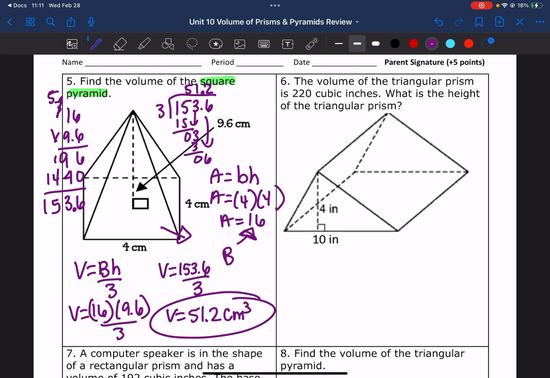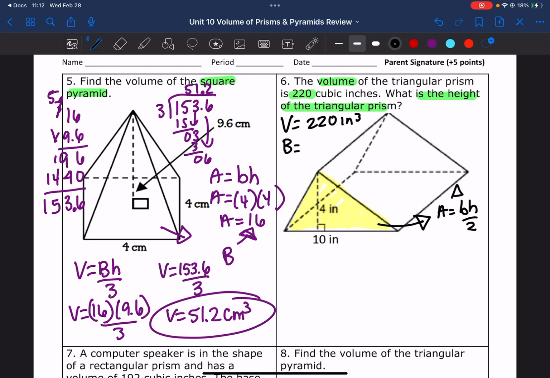I'm going to go ahead and go to number 6. These are actually my favorite, guys, because it's giving you the volume. You don't have to find the volume, but it is asking you to find the height. Here, we do have to find the area of the base to be able to find the height. Let's write the things that we do have. We know that it's 220 inches cubed for the volume. We know that the area of the base we have to find, so let's go ahead and find that. This is going to be found by doing area equals base times height divided by 2, because this is a triangle.